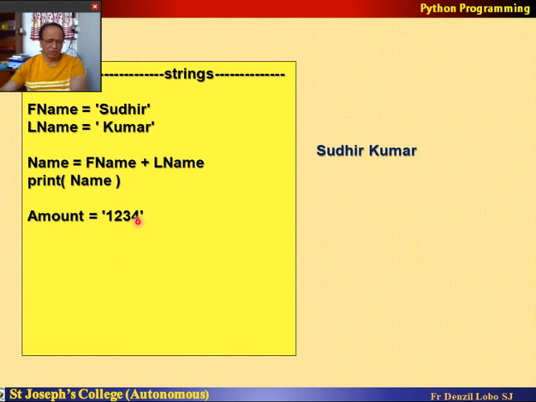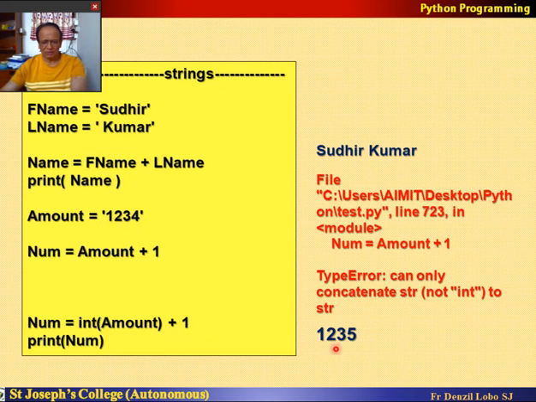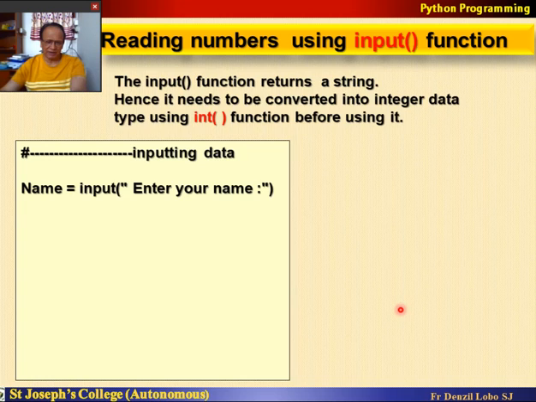Now we have a numeric string. Let us see what happens. So number is equal to amount plus 1, and immediately it gives an error, because you cannot add a numeric value to a string. But I can convert this numeric string to an integer, then add plus 1, and then say print number, and immediately you get 1234 plus 1, which is 1235.